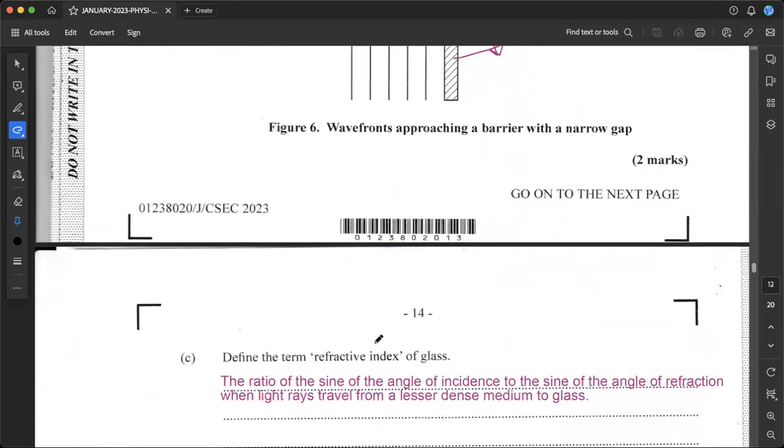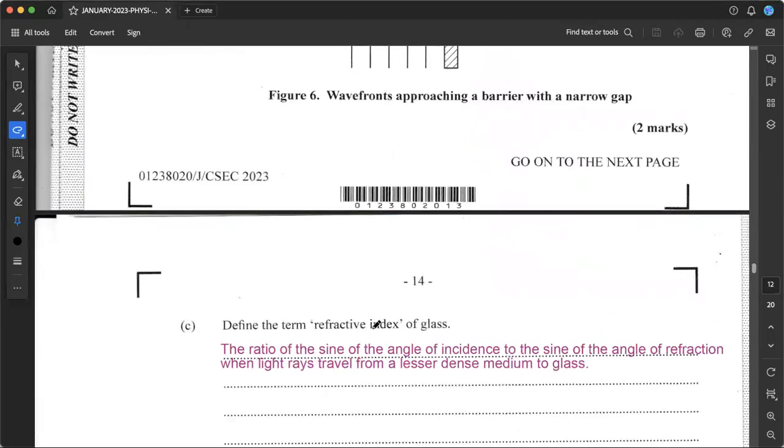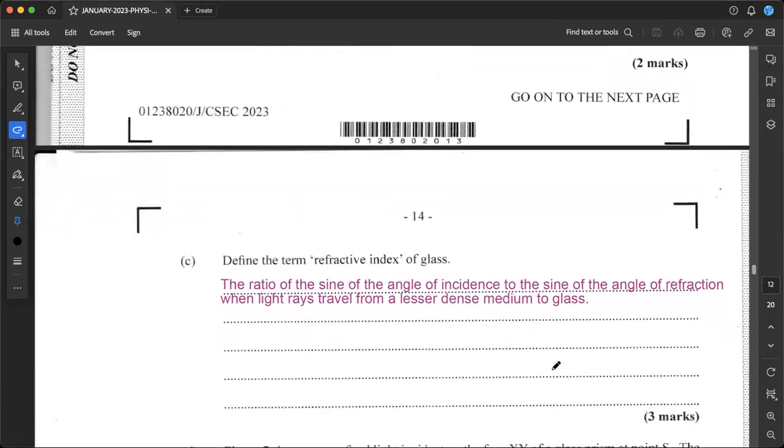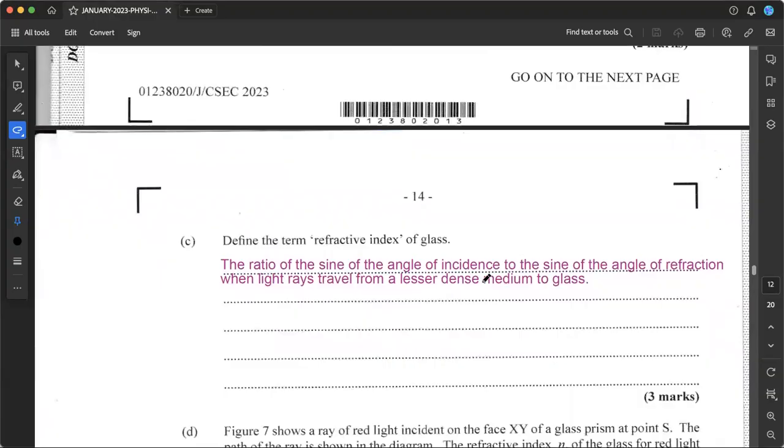So next, they're asking us to define the term refractive index of glass, right? So of a very specific medium, glass. So here we can define the refractive index of glass as the ratio of the sine of the angle of incidence to the sine of the angle of refraction when light rays travel from a less dense medium to glass, right? So that should suffice. We've included that the rays are traveling from another medium to glass, and so that's what our ratio would be.